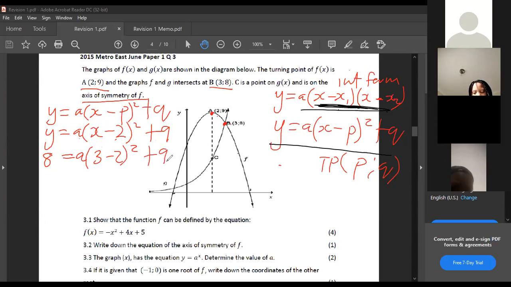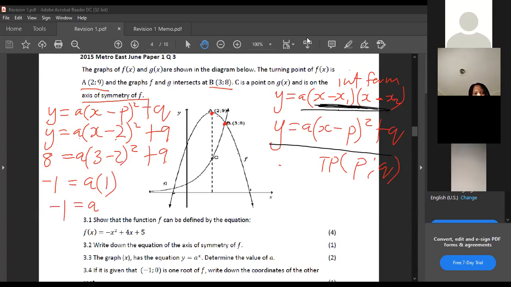Okay, I can transpose here to the left. It becomes 8 minus 9, which is minus 1, is equal to a multiplied by (3 minus 2) squared. 3 minus 2 is 1, and 1 squared is 1. That means my a is equal to minus 1. My a is minus 1.